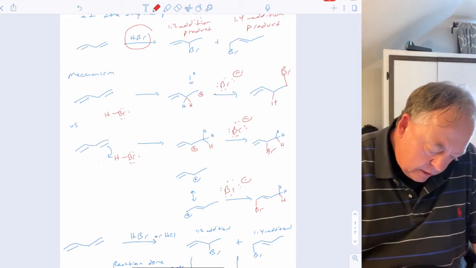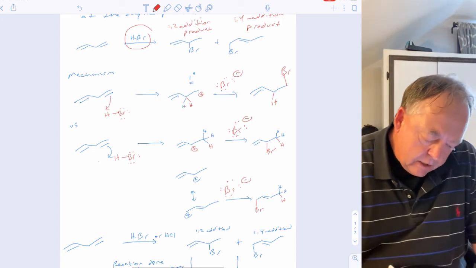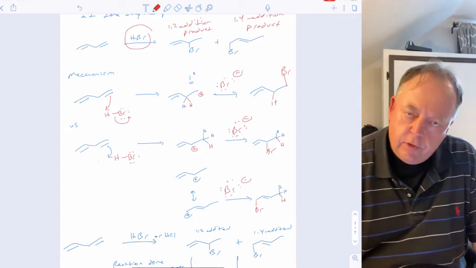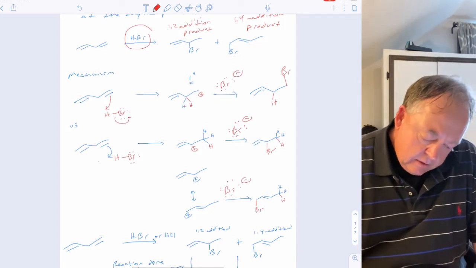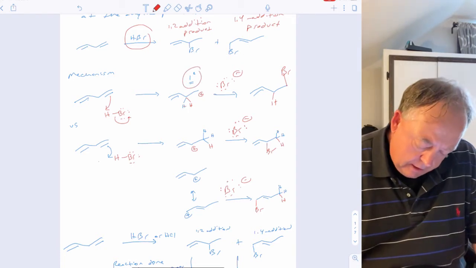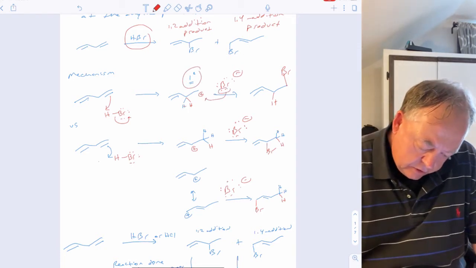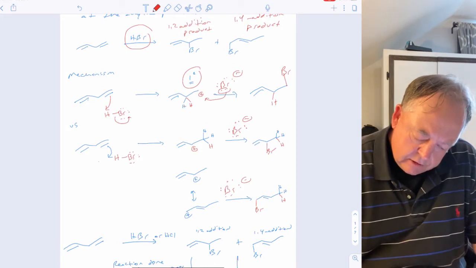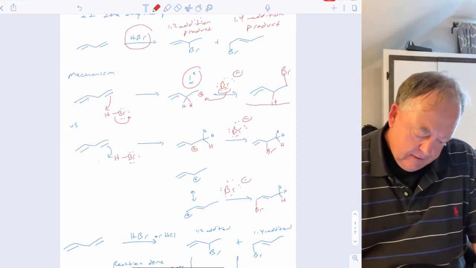So we can take the two electrons in the double bond, make a bond to hydrogen, and then we'd have a Br minus. That would give you this carbocation, which is primary, and then a Br minus could attack this carbon, and that would give you this as a possible product.